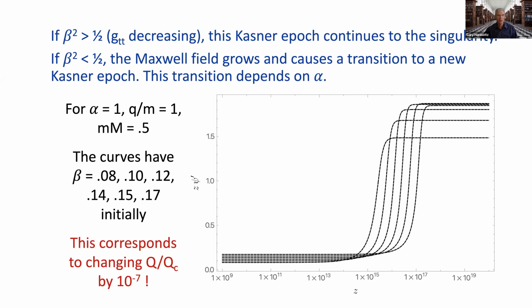But here's a case where we start with 5 different curves with the initial beta all less than 1 over the square root of 2. And at some point, they just undergo a transition to a different value of beta, which is larger than 1 over the square root of 2. So this is what we call a Kasner transition.